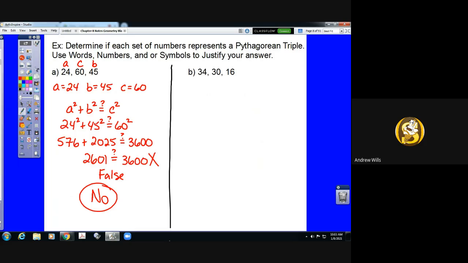All right. On the other one, again, the numbers are not in order. You should have recognized that C was 34. Then you've got 30 and 16 for your other two numbers. Again, those two are interchangeable. So if you said A was 16 and B was 30, you're probably fine. Then we're checking to see whether or not A squared plus B squared is equal to C squared.